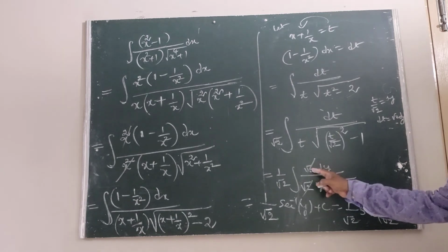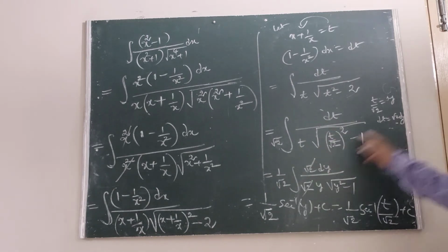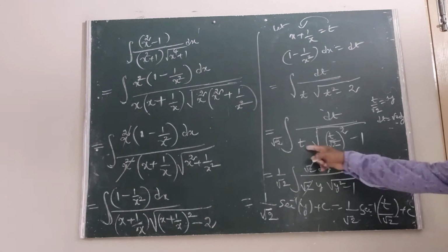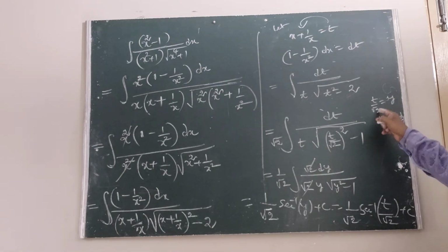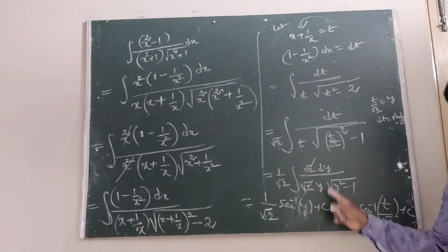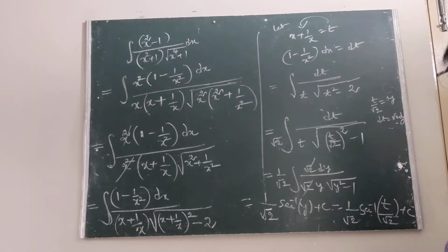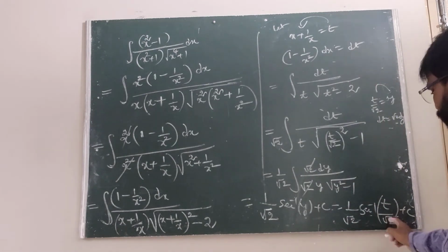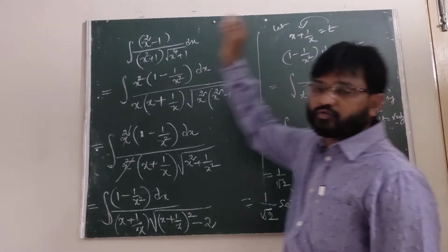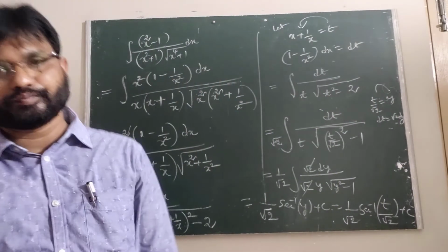Substitute that in this. dt is root 2 dy. Therefore, now t is root 2 y. Therefore, this is dy by y into y square minus 1, which is the secant inverse of y. y is t by root 2, where t is x plus 1 by x. Okay.